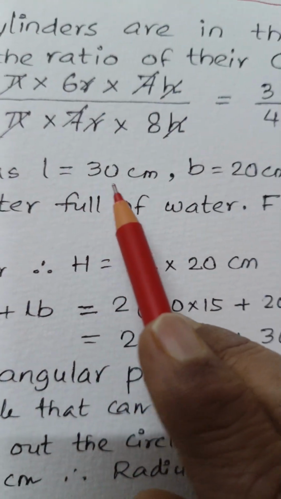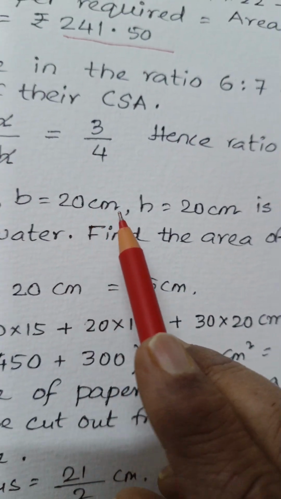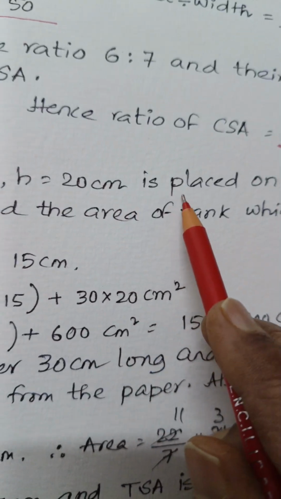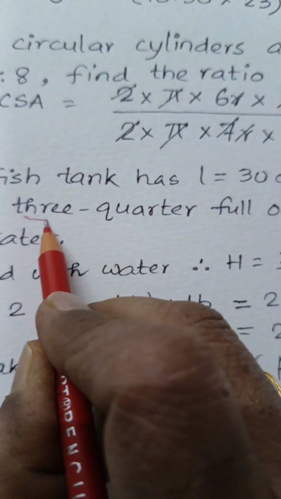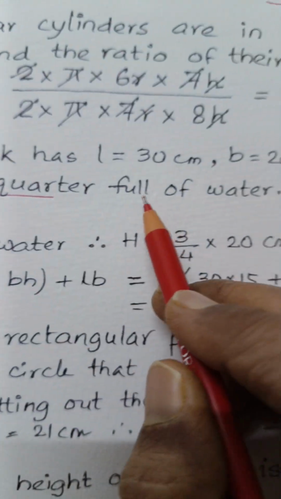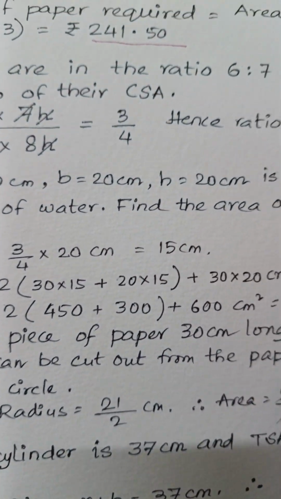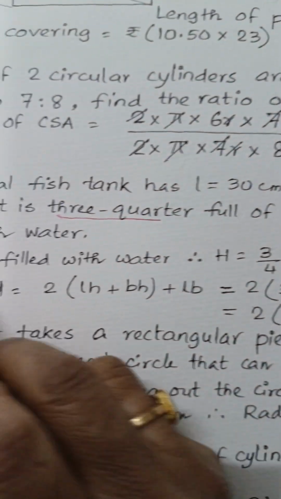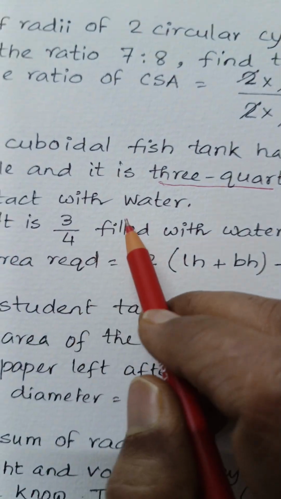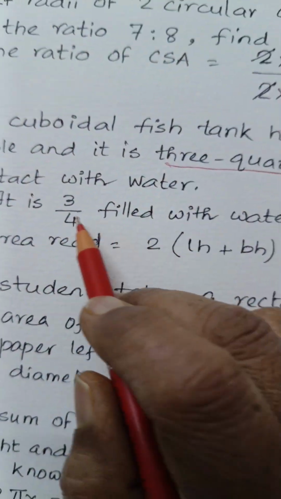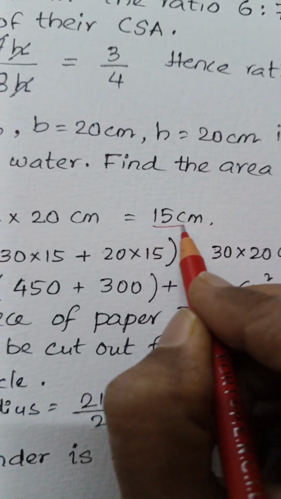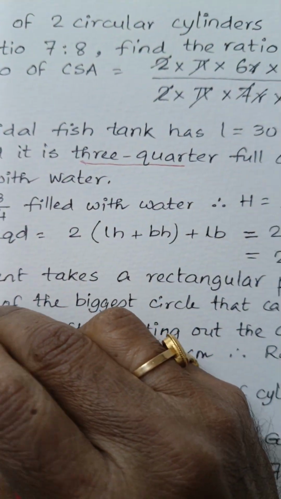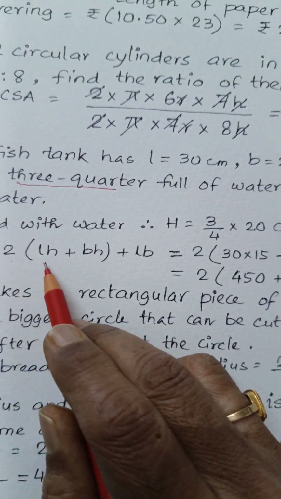Number 17. A cuboidal fish tank has length 30 centimeter, breadth 20 centimeter, height 20 centimeter, is placed on a horizontal table and it is 3/4 full of water. Find the area of tank which is in contact with water. Since it is 3/4 full, therefore the height will be 3/4 of 20, that is 15 centimeter.